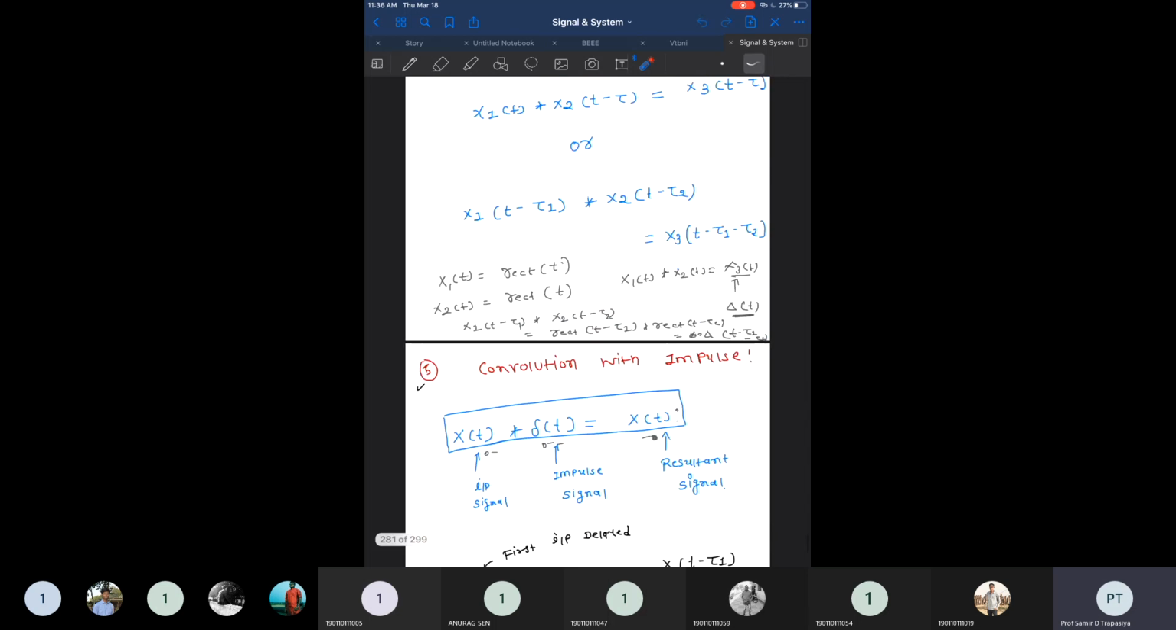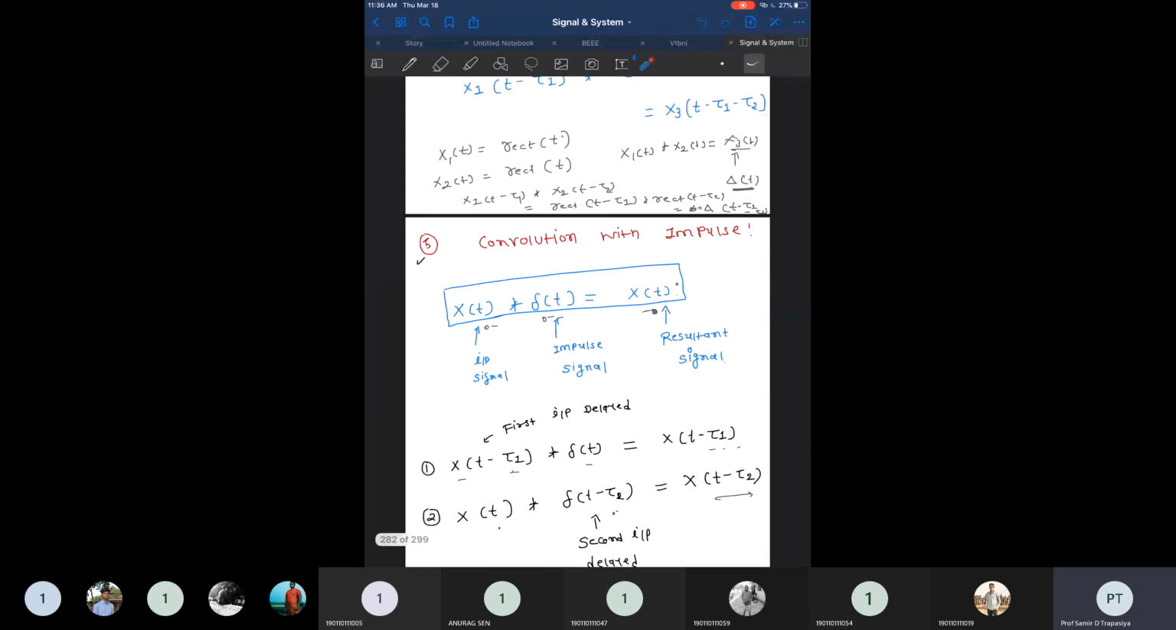So this part we have discussed. Then the next property is the convolution with impulse signals that we have discussed. It is a very useful property to identify the system response, because if we don't know the system response, then the input signal is considered as a unit impulse signal, and if any signal x of t is convoluted with the unit impulse signal, then we are getting the same signal back. So any signal convoluted with the impulse signal is equivalent to the same signal as the output.